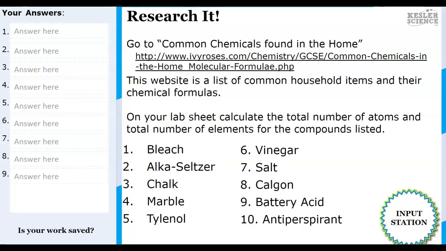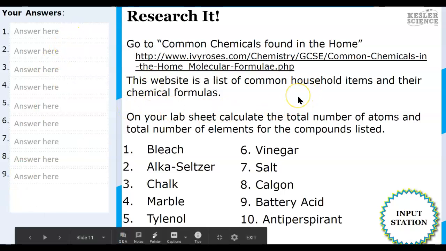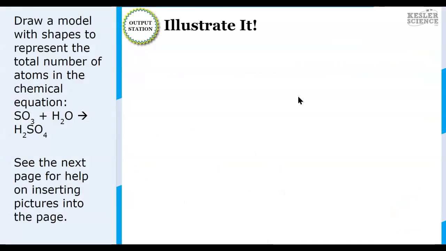Research it. You're going to go to this website. You are going to calculate the total number of atoms and the total number of elements, both for bleach, Alka-Seltzer, chalk, and so on. Make sure you put total number of atoms and elements for all of it. And don't just put a number. Put atoms or even an A equals and then E equals. If you just put 2 numbers here, I will mark every one of these wrong. So make sure that you are labeling your answers.